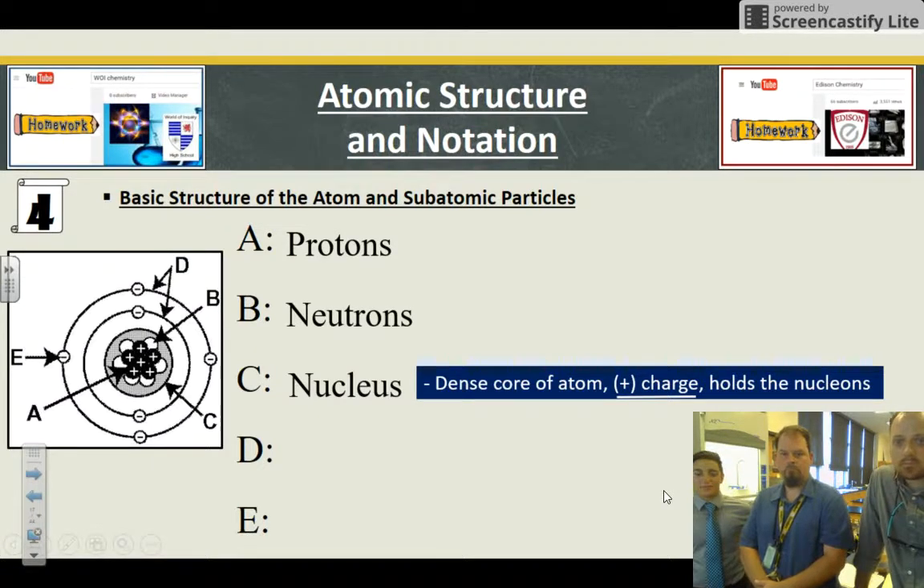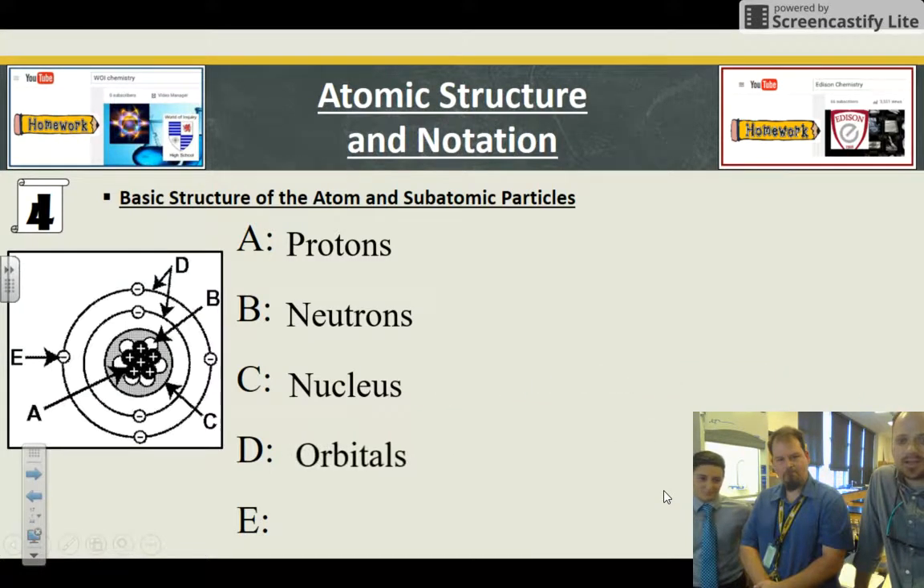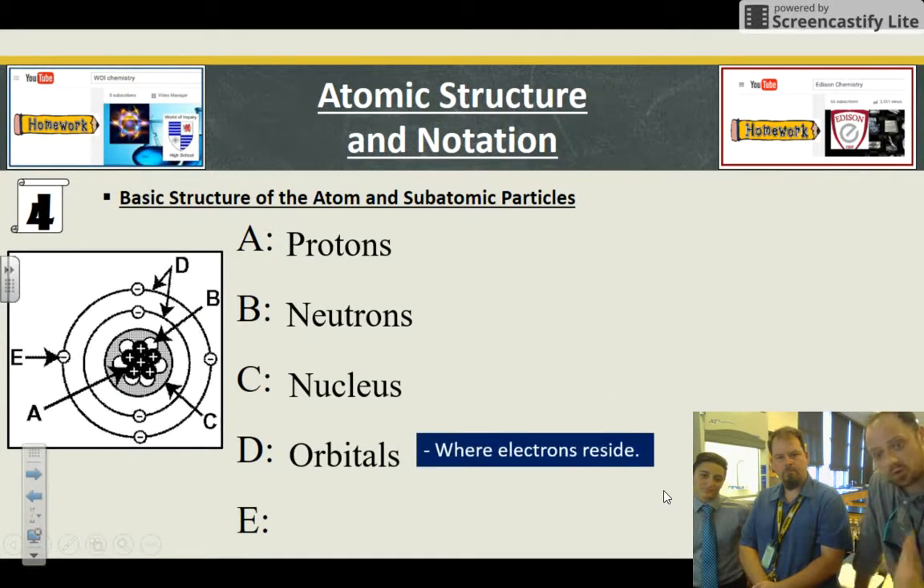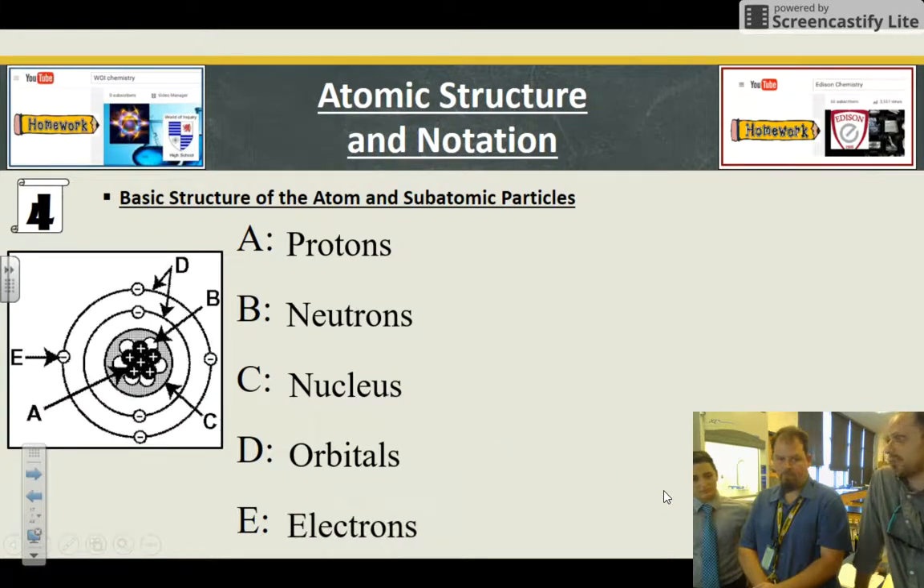Dense, positively charged. And those protons and neutrons are called nucleons. D is the orbitals. In this particular picture, it's a Bohr model, so it shows them like planets. This is where the electrons live, okay? There's many different levels of orbitals, and so that's why we see lots of rings outside the nucleus. That's where the electrons reside. Home base. And then there's the actual electrons themselves.